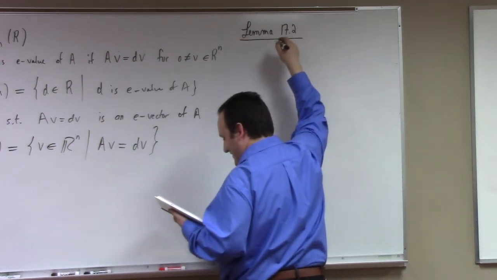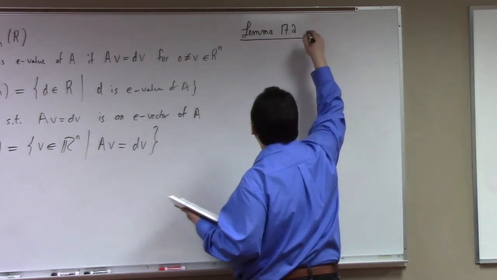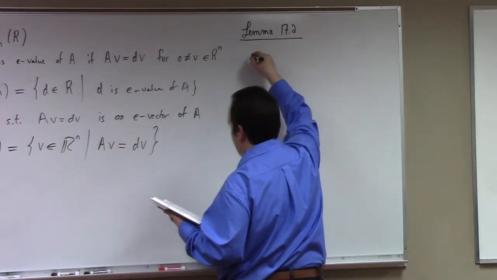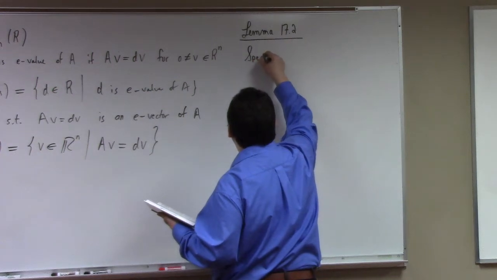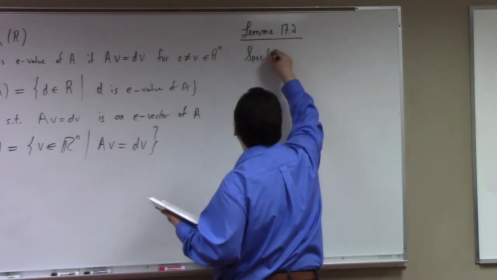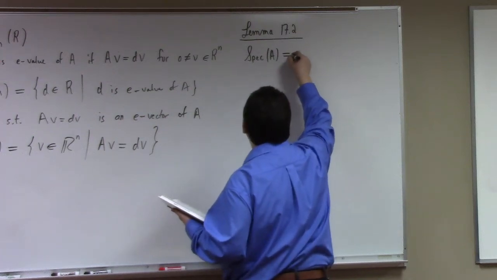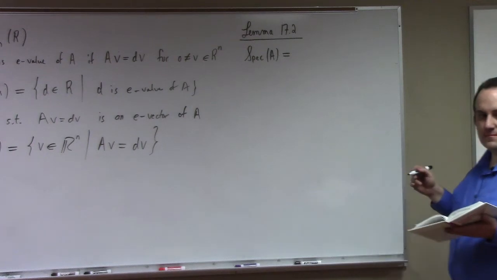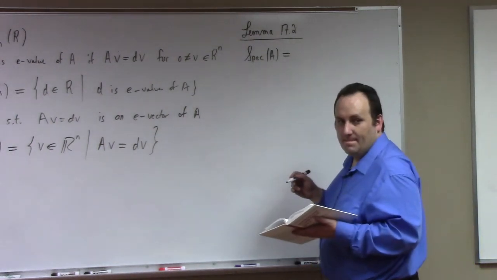All right, here. So the following sets are the same. Lemma 7.2. They excluded zero in eigenvector, and then they didn't include zero in eigenspace. It's a roundabout wording. All eigenspace is still all eigenvector.